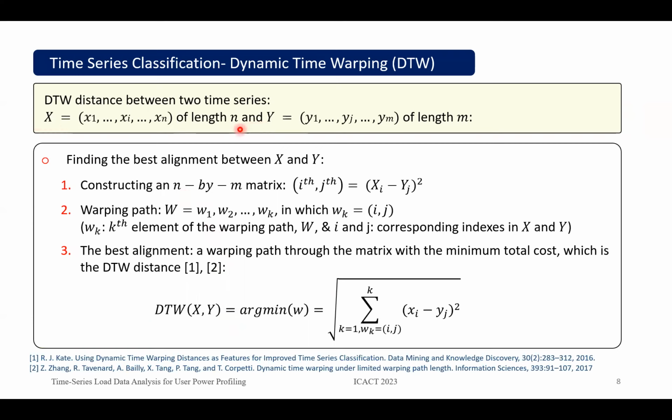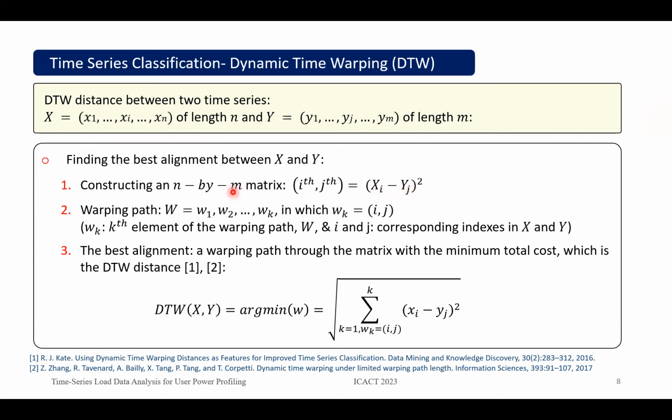If we want to measure the DTW distance or similarity between two time series like X and Y, each of them with lengths N and M, first we need to find the best alignment between X and Y. To do this, we calculate and set up an N by M matrix in which each item is the Euclidean distance between the corresponding items in the two series, xi and yj.